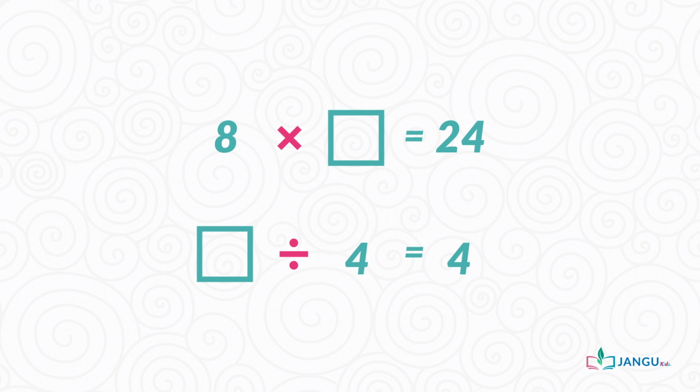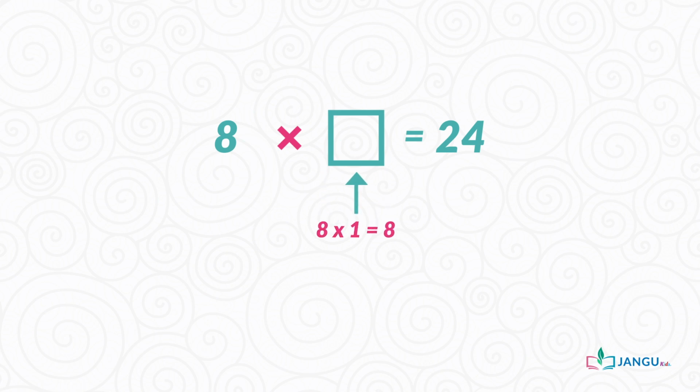To solve an open sentence, you need to put the correct value in a blank space. Using the example we just saw, 8 multiplied by what equals 24? To solve this, we need to find out what we multiply 8 with that would give 24. Starting with 8 multiplied by 1 equals 8, 8 multiplied by 2 equals 16, 8 multiplied by 3 equals 24. For the first example, the missing number in the open sentence is 3.